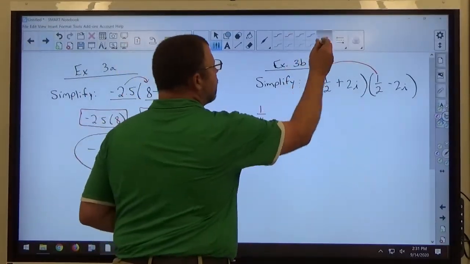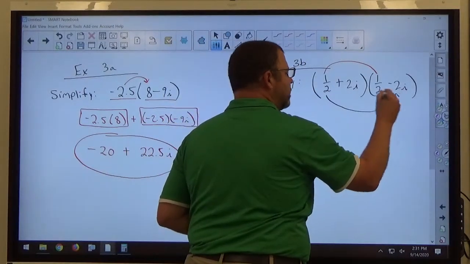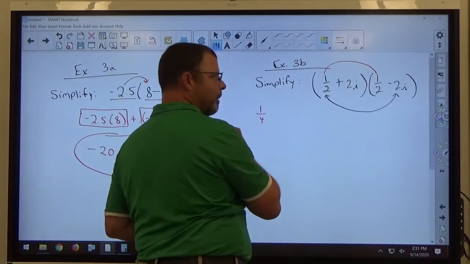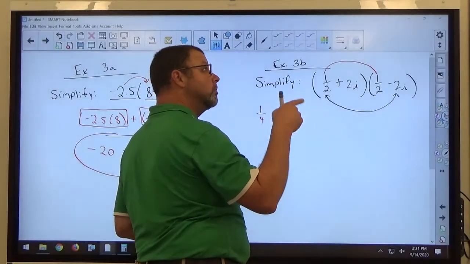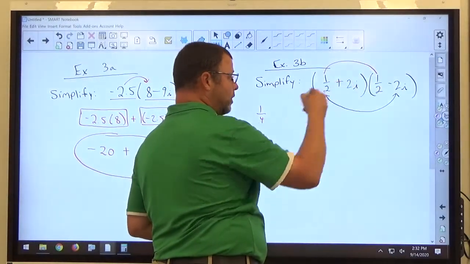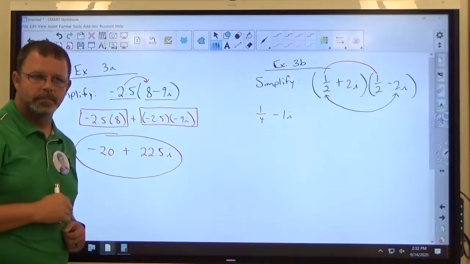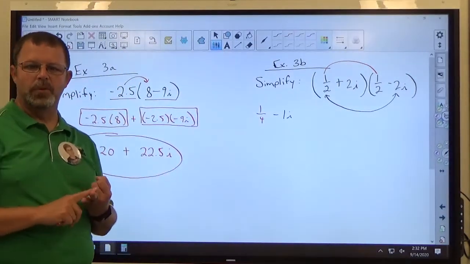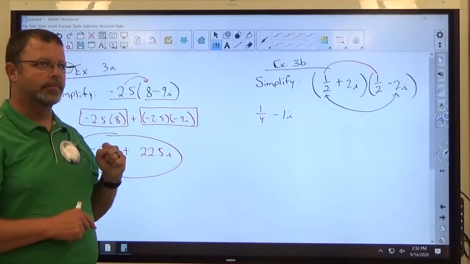Then if I do the outside times the outside, what's 1/2 times negative 2i? What's 1/2 times 2? 1/2 times 2 is 1, right? So 1i, and the opposite signs make it negative, so negative 1i is what we get out of that product. 1/2 times 2 is 1. Different signs make it negative 1. 1i makes it negative 1i.